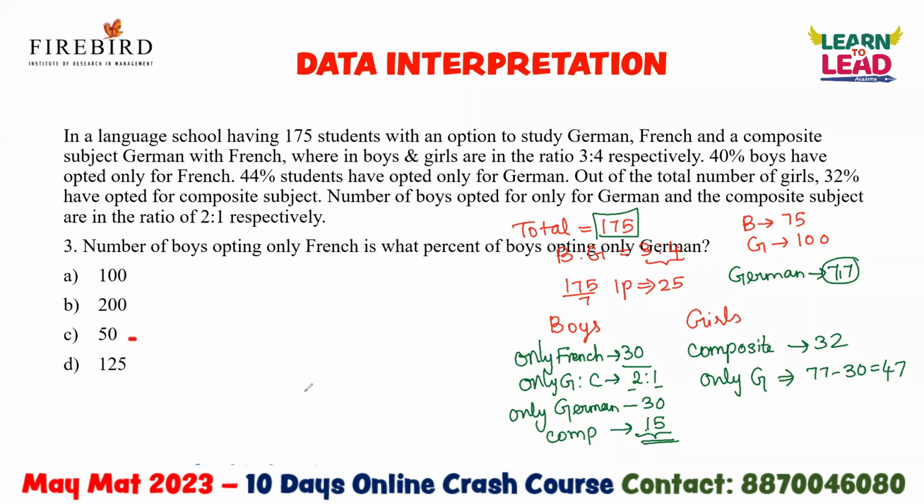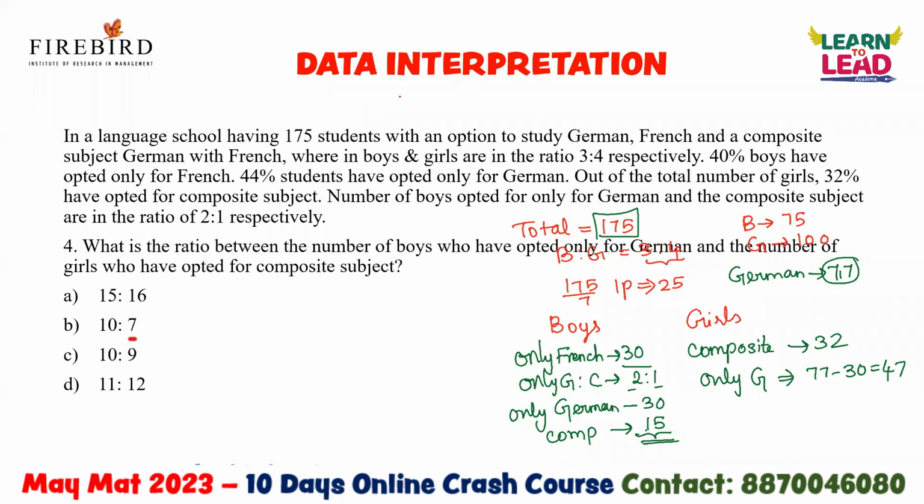The number of boys opting only French is what percentage of boys opting only German? The number of boys opting only French is 30. Is what percentage of boys opting only German? German is also 30. So 30 by 30 is what? 100. So 100% is your answer.